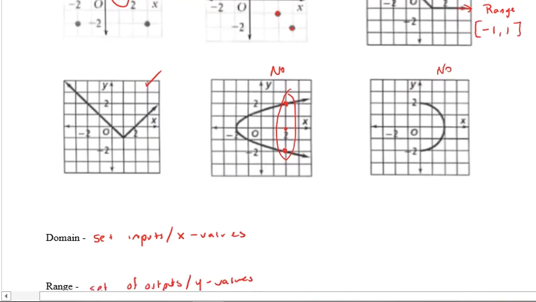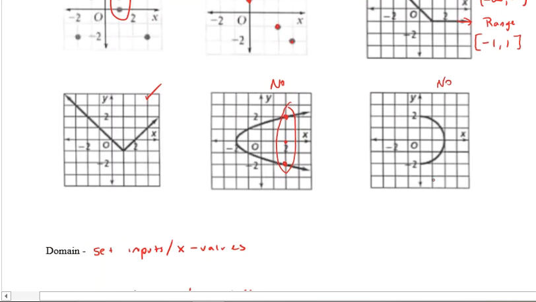So, I'm going to actually do the domain and range on this one as well. You don't have to be a function to have a domain and a range. Our domain here is from 0 to 2, closed brackets on both. And my range is -2 to 2. For that half circle or semicircle, that is not a function.